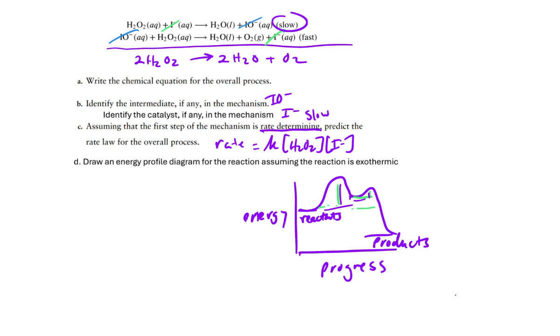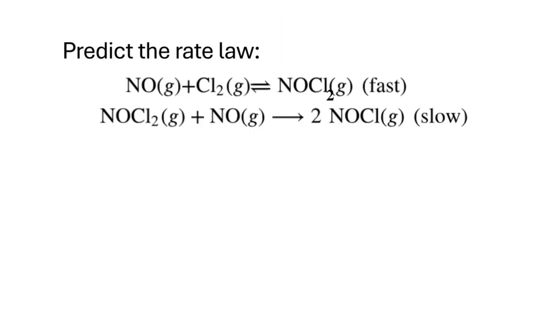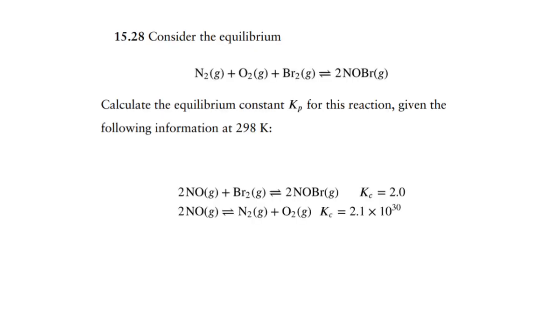All right, so we have some more. Predict a rate law with the fast first step. Yeah, so Kc, and we're going to convert between Kc and Kp. So Kp equals Kc times R times T raised to the delta n. Here, this R is the other one, 0.0821 liters times atmospheres over moles times Kelvin.